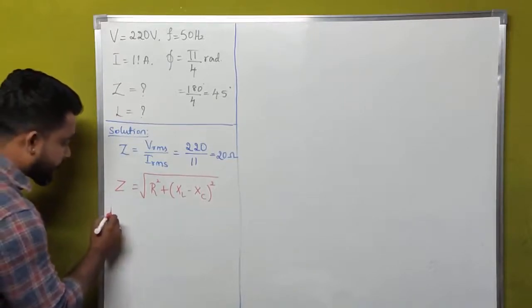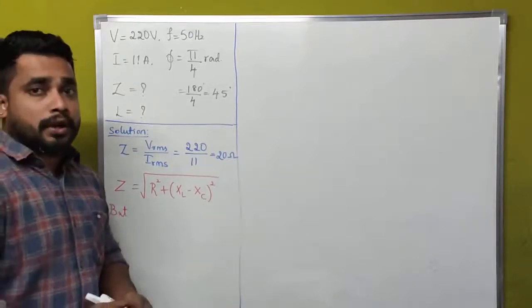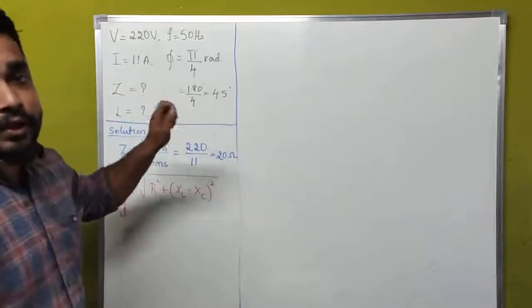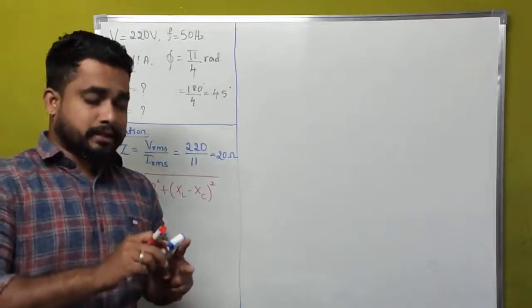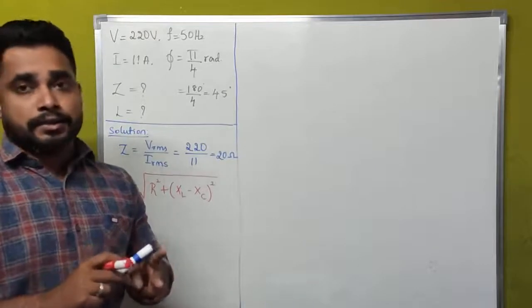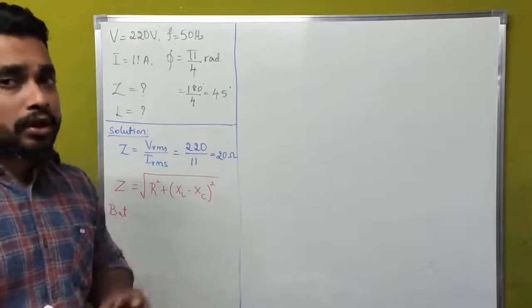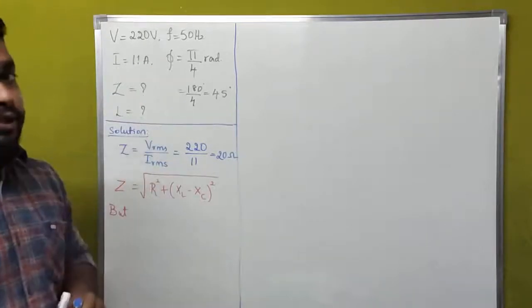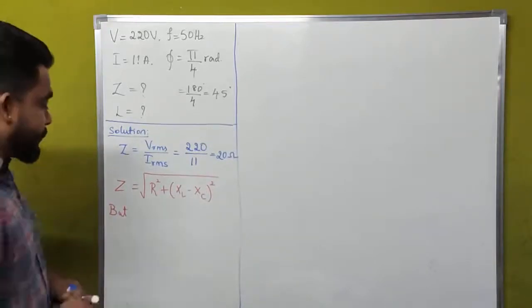But this is a pure RL circuit. That means this is not an LCR circuit. In an RL circuit, the only connected components are a resistor with an inductor. Here we are connecting a resistor in series with an inductor, not a capacitor. We are not connecting any capacitor to the whole circuit. That's why the capacitance value for this is equal to 0.